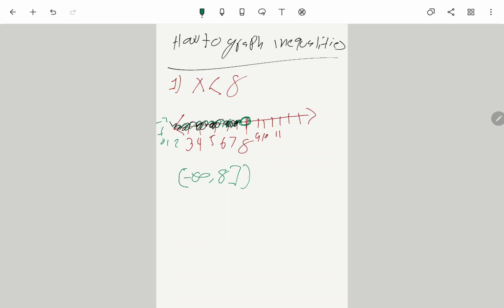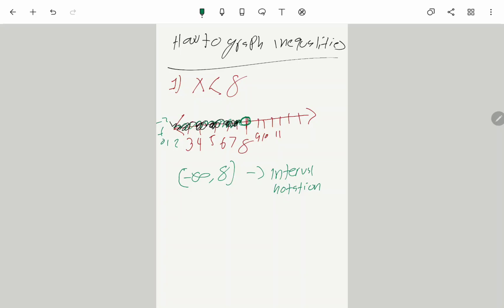So easy. It's a parenthesis. Why? Because it's less than. So it's an open circle. It's open, so that means parenthesis. 8 parenthesis. Now we're talking, that one's called interval notation.